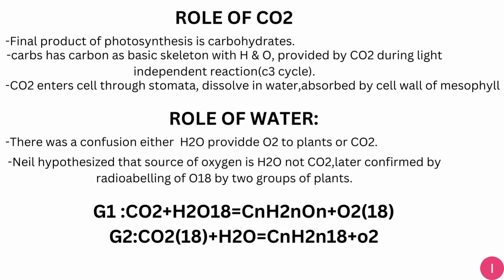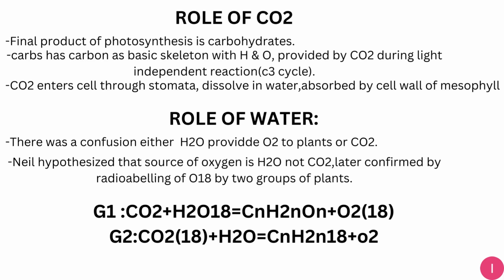Now comes the role of carbon dioxide in photosynthesis. So what is the importance of carbon dioxide in photosynthesis? The final product of photosynthesis is carbohydrates. As we already know, plants perform photosynthesis to obtain food. Plants take their food in the form of carbohydrates. So what should be the final product of photosynthesis? It should be carbohydrates.